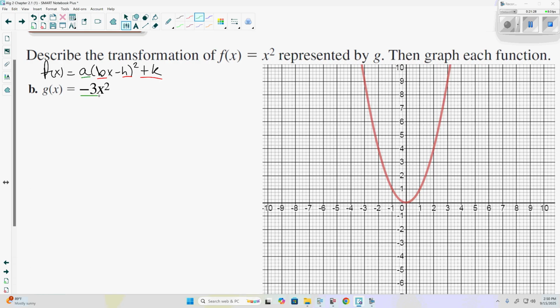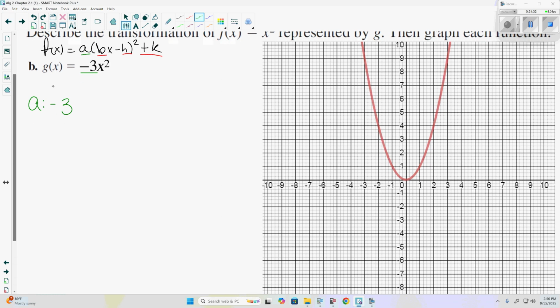But we do have a value for a, which is -3. Now the negative tells me what? Reflection across the x-axis. And that's all the negative tells me.